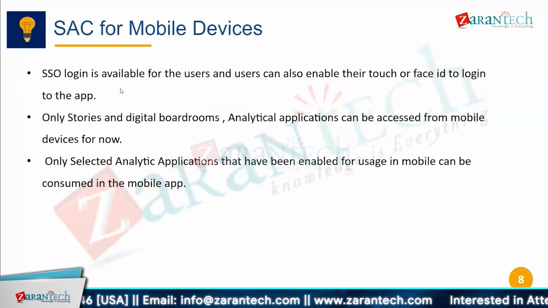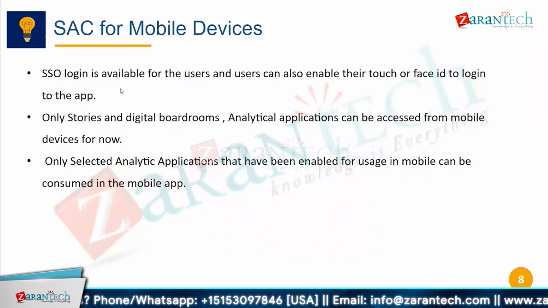So that is a single sign-on. Then regarding the content, stories, digital boardrooms, and analytical applications can be accessed from a mobile device now. So strictly, these are the 3 types of objects that can be accessed from SAC mobile. We can't access things like Smart Predict, Smart Discovery, Search to Insights, data sets, or data modeling. Such things are not possible. Only the end part of the visualization, which is the story, digital boardroom, and analytical applications, can be consumed.